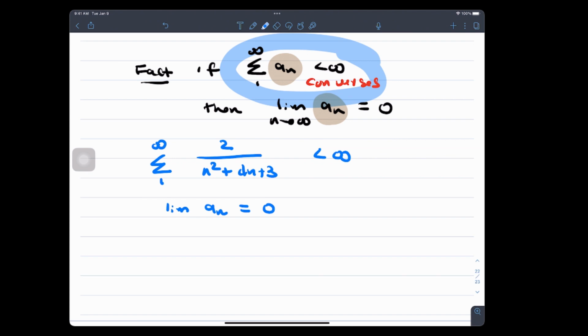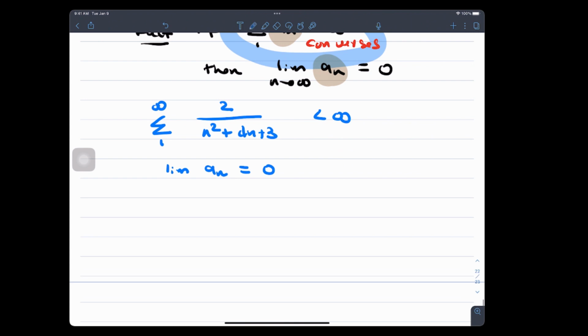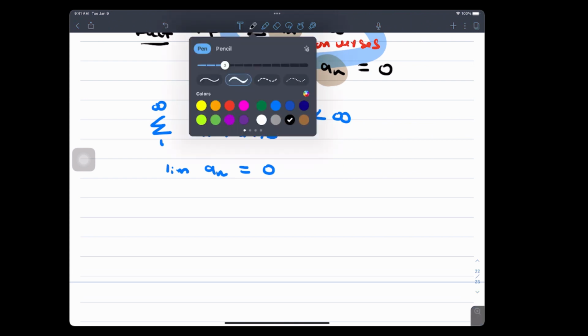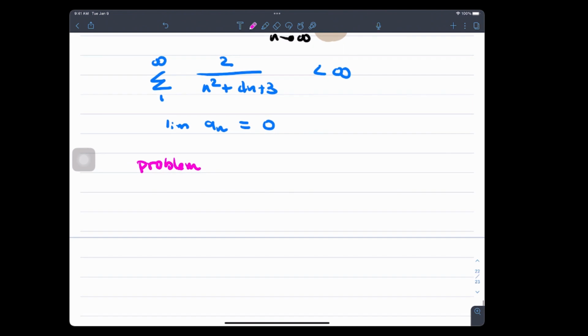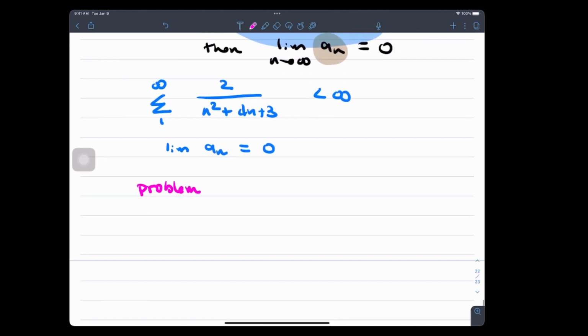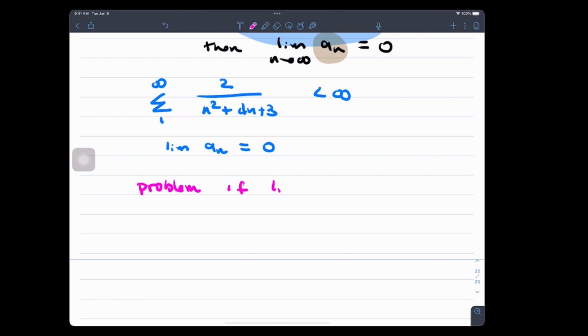But I want to remind you guys, this statement directly means nothing. This here is the problem that exists. Sometimes people think if the limit of a_n is 0, then that means we have convergence. No, it doesn't. This is not valid.